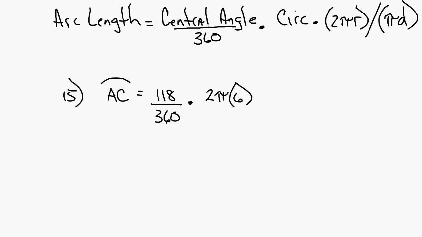Can you say that again for us? I got 12.357. So we do 118 divided by 360 and push equals. Okay, times 2 times pi times 6. Okay. And 12.357, we're going to round it to the nearest hundredth, so that's 12.36.